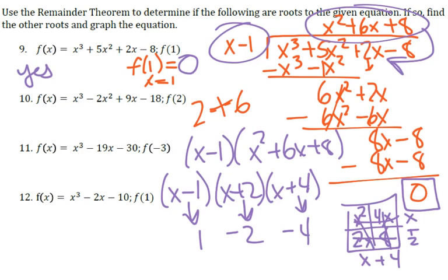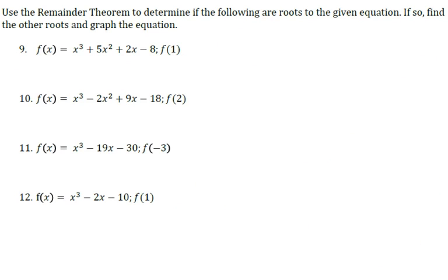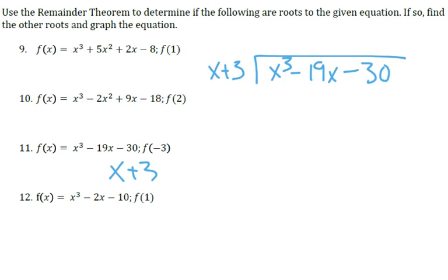Okay, now number 11, we'll treat it the same way. Okay, it's a negative 3, so that's like x plus 3. So I'd go x plus 3 into x cubed minus 19x minus 30. Okay. Oh, and we don't have a square term. Remember, you have to line it up. It always has to have all the pieces. So plus 0x squared, then minus 19x, then minus 30. Sometimes you have to add those in.